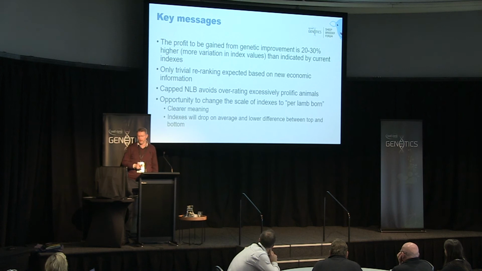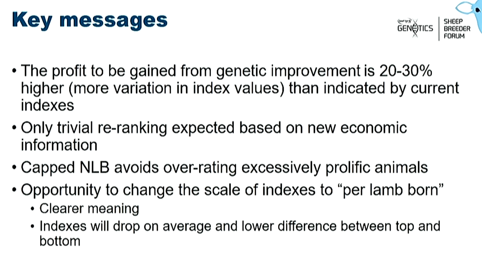All the economic values have gone up by 20 to 30%. That means the value in 2016 dollars that your ram buyers are getting from the work that you do is now 20 to 30% higher than what the old index weightings would say. Even though we've gone through this process, we haven't seen anything that's going to radically change the direction of genetic progress. The capped NLB looks implementable, it definitely is implementable. It's all set up to go, and it allows us to avoid overrating these excessively prolific animals. And we have this opportunity to scale the indexes to per ewe lamb born. We believe it makes them clearer to interpret, but you're going to have a drop in average index value and a little bit less spread in them.